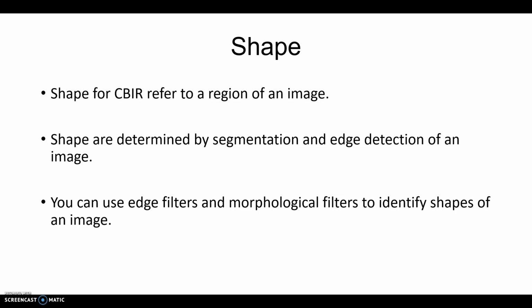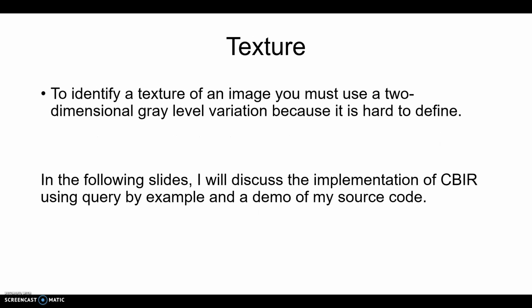Shape. The shape for CBIR refers to a region of an image. The shape is determined by segmentation and edge detection of an image. You can use edge filters and morphological filters to identify shapes of an image. The texture is hard to define, so to identify the texture of an image, you must use a two-dimensional gray level variation. In the following slides, I will discuss the implementation of CBIR using a query by example and a demo of my source code.